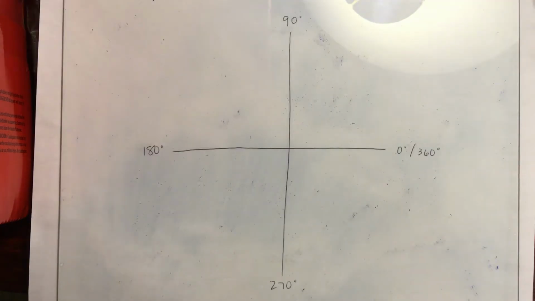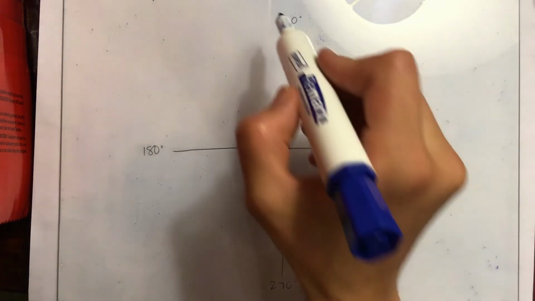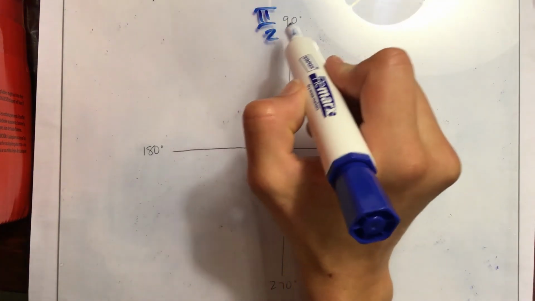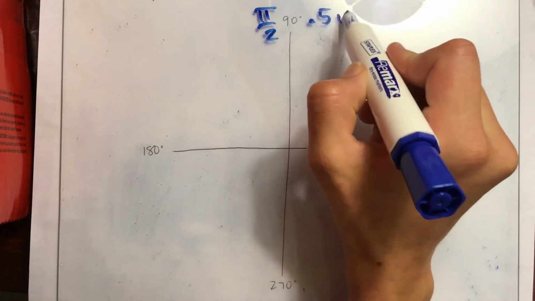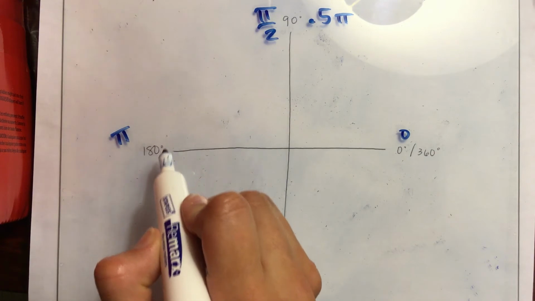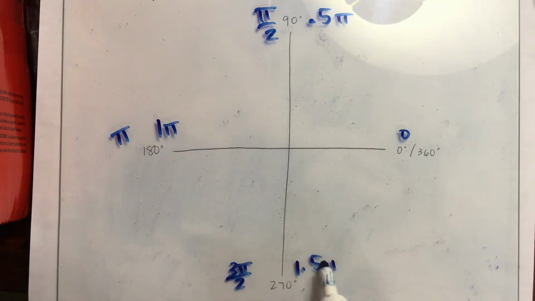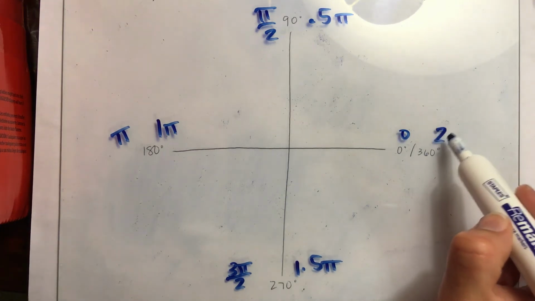Before we do any radians, let me refresh your memory on what the angle measurements are at the axes. So in radians, we'd start with 0. At the top, it's pi halves, or 0.5 pi. All the way around is just pi, or 1 pi. At the bottom is 3 pi halves, or 1.5 pi. And then if you go all the way around, you're at 2 pi.